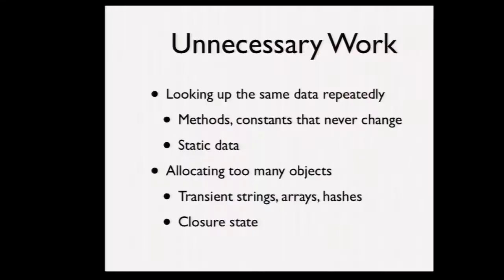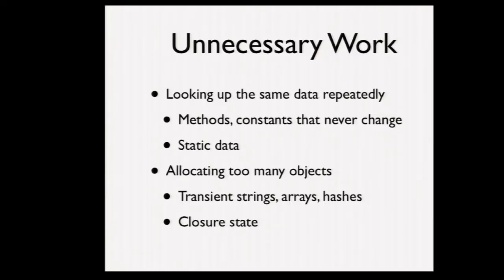So we're looking for unnecessary work to try and remove here. In Ruby, that ends up being things like looking up the same data that's not changing repeatedly, over and over and over again, hitting hashes constantly, constantly going after the same methods and not caching them, constantly going after constant values, global values, whatnot, static data that doesn't change. It's wasteful if we're continually doing this.